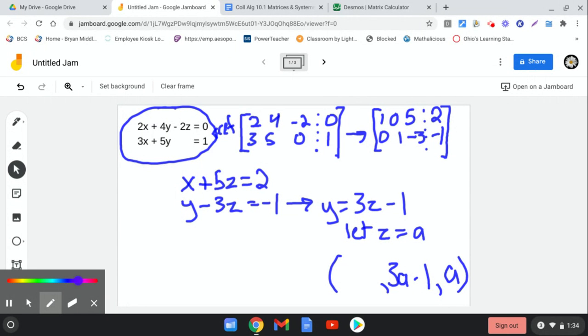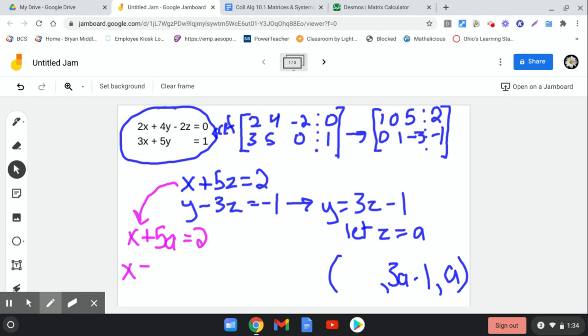And then to find out about x, we'll come up to this equation. We have x plus 5z equals 2, and z is a. We're going to solve that for x. So we get -5a plus 2, 3a minus 1, and a. Yeah, so I think that looks good.